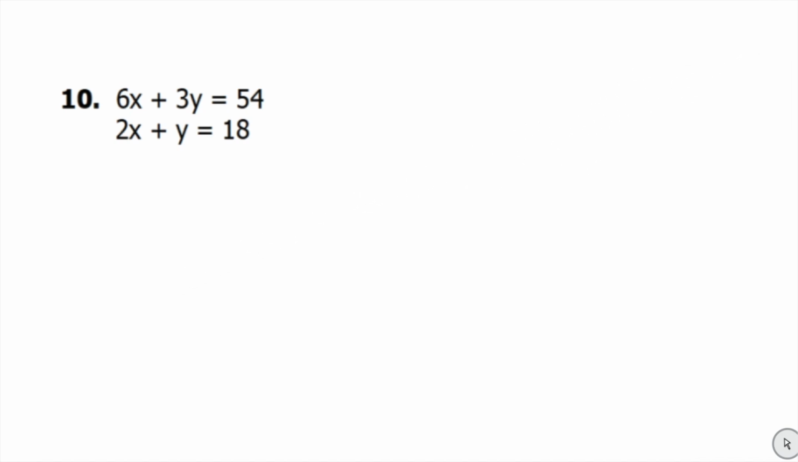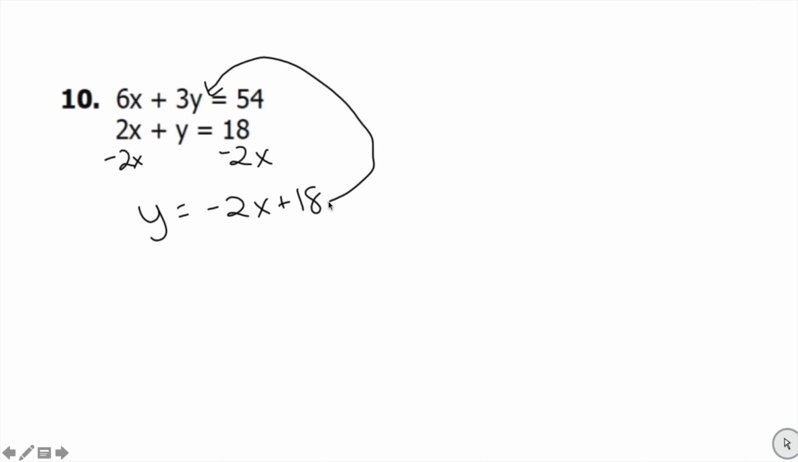All right, so we've got y by itself here, so I'm going to use this one and do minus 2x on both sides. So I get y equals negative 2x plus 18. Take that, substitute it back into where y is over here.